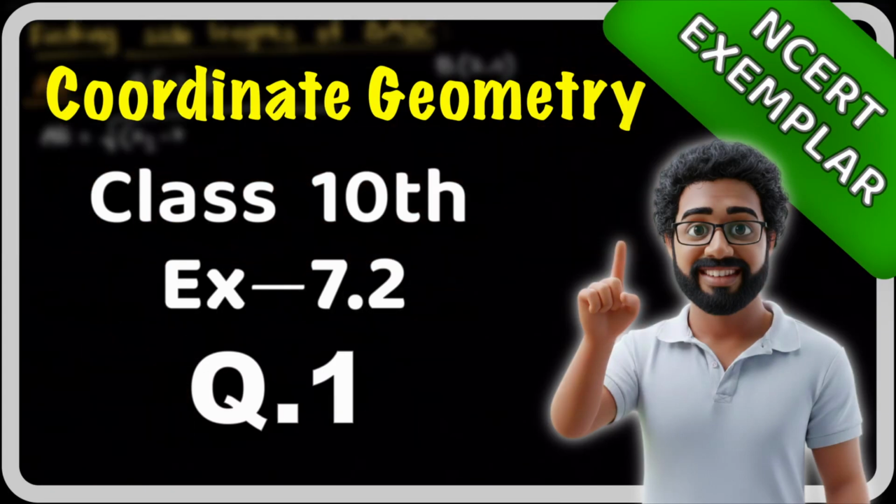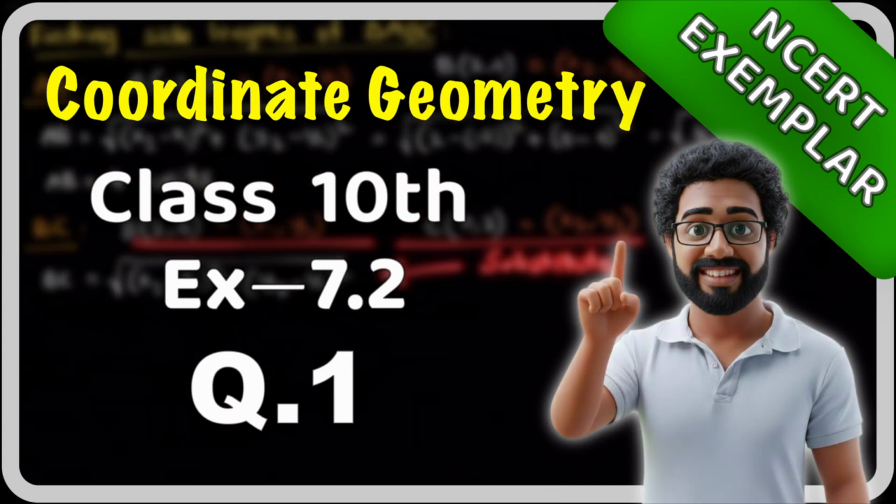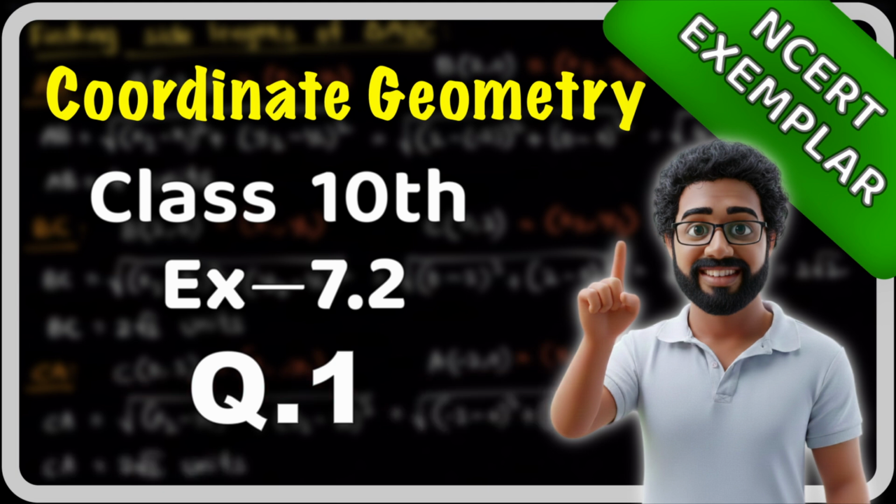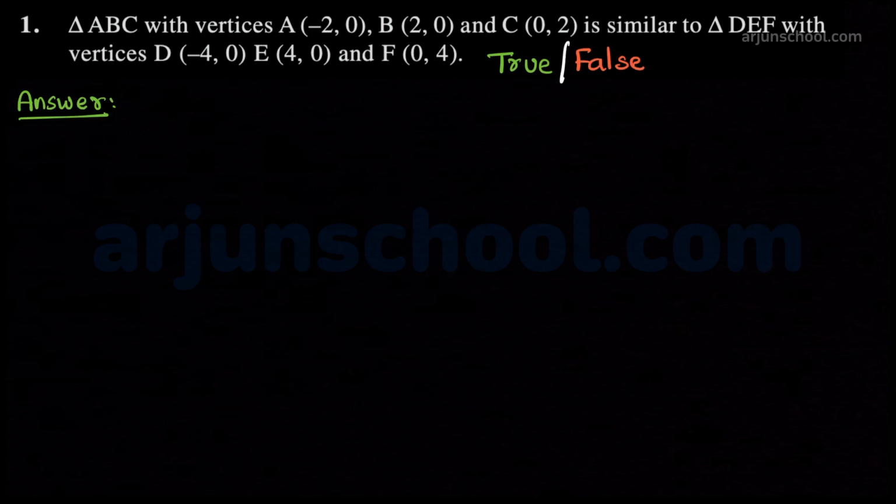NCERT Exemplar Solutions, Class 10, Maths, Chapter 7, Exercise 7.2, Question 1. Triangle ABC with vertices A(-2, 0), B(2, 0), and C(0, 2) is similar to triangle DEF with vertices D(-4, 0), E(4, 0), and F(0, 4). This is the given statement and we have to check whether this statement is true or false. Let us find the answer.